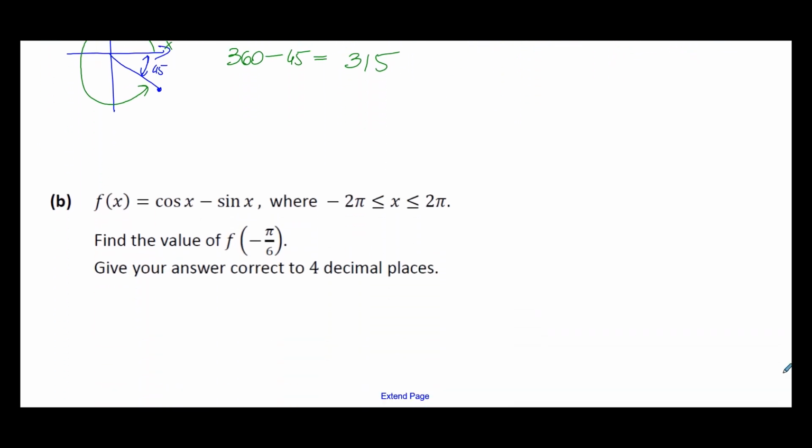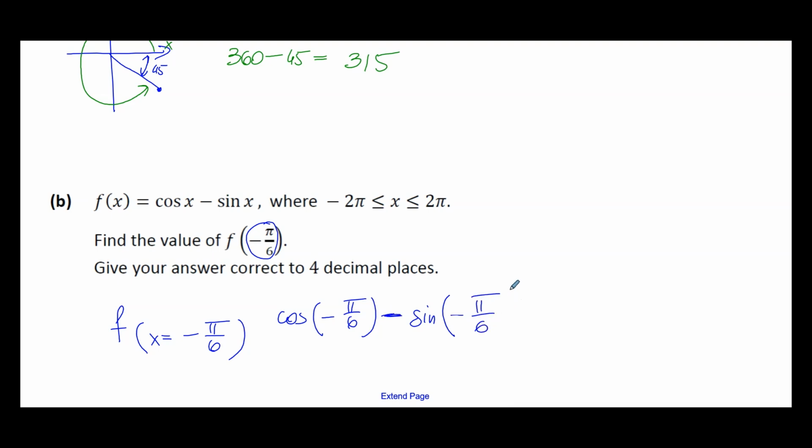Let's have a look at the second part. Here we have a function f, and that is cos of x minus sin of x. And then we have a definition for x. And we have to find the value of f when x is minus pi over 6. That is very simple. All we do is replace x with minus pi over 6. We put that in the calculator, press equal, and to 4 decimal places, the value we should be getting is 1.3660.